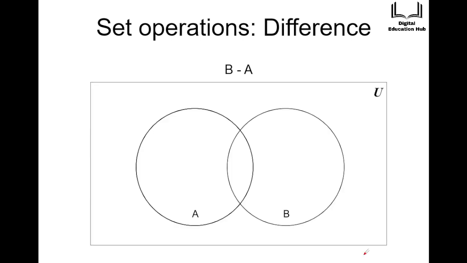The difference can be represented with a Venn diagram this way, that is B minus A. Suppose I have set B and set A. Then B minus A can be represented by taking the B set and removing from it the common elements which are also present in set A. So remove that, and this would be the remaining part. This is the answer, B minus A. Similarly, A minus B can be given like this, considering the set A and removing the common elements which are also present in B.